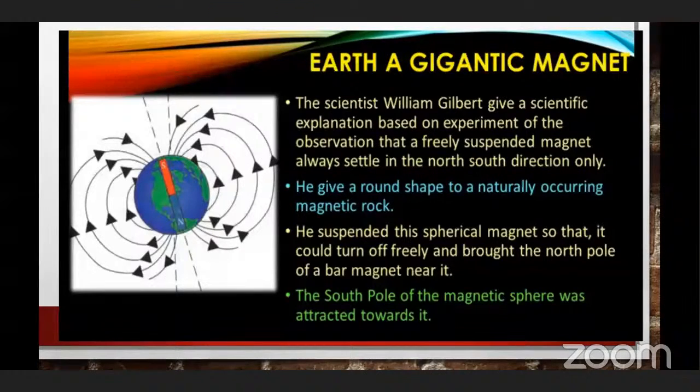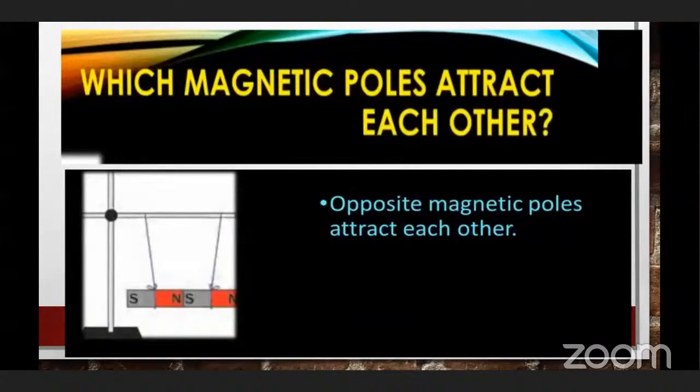For this, there is one scientist, William Gilbert. He gave a round shape to a naturally occurring magnetic rock, suspended that rock, and after that brought the north pole of a bar magnet near it. Then what happened? The south pole of the magnetic sphere was attracted by the north pole of the bar magnet. From this, it is proved that the freely suspended magnet always settles in the north-south direction. Now you know that. Which magnetic poles attract each other?